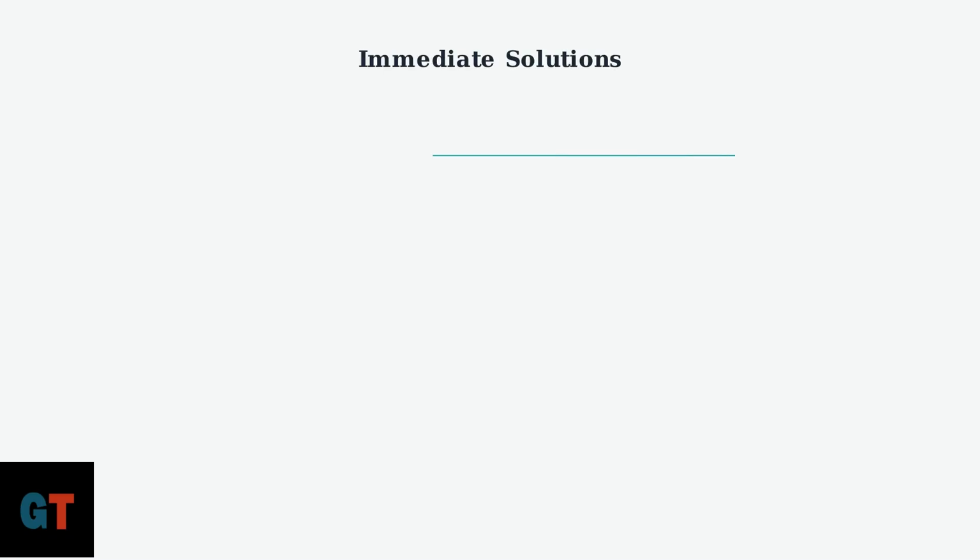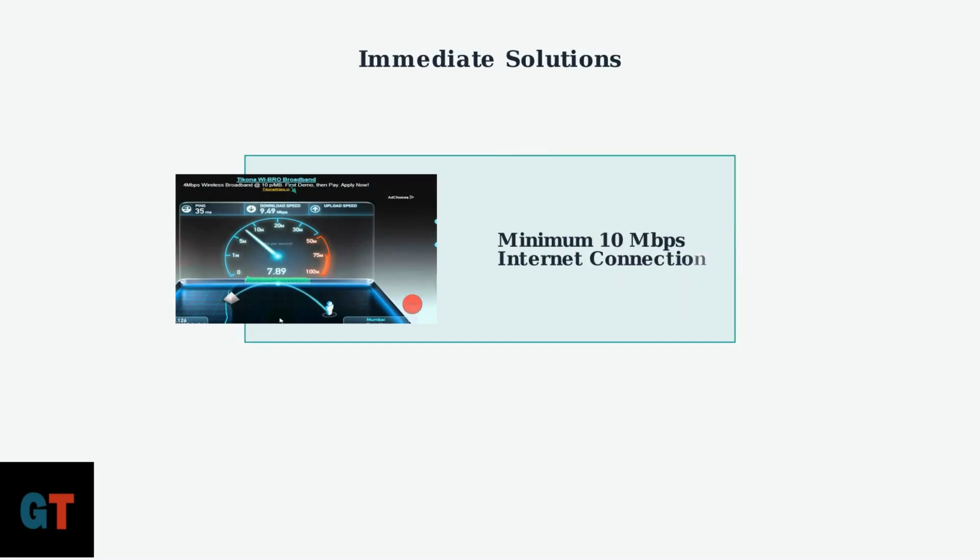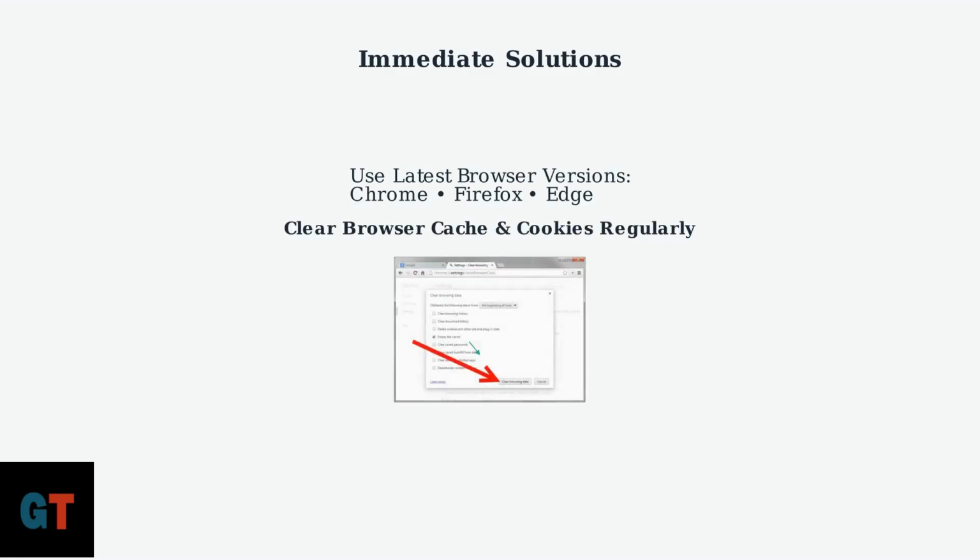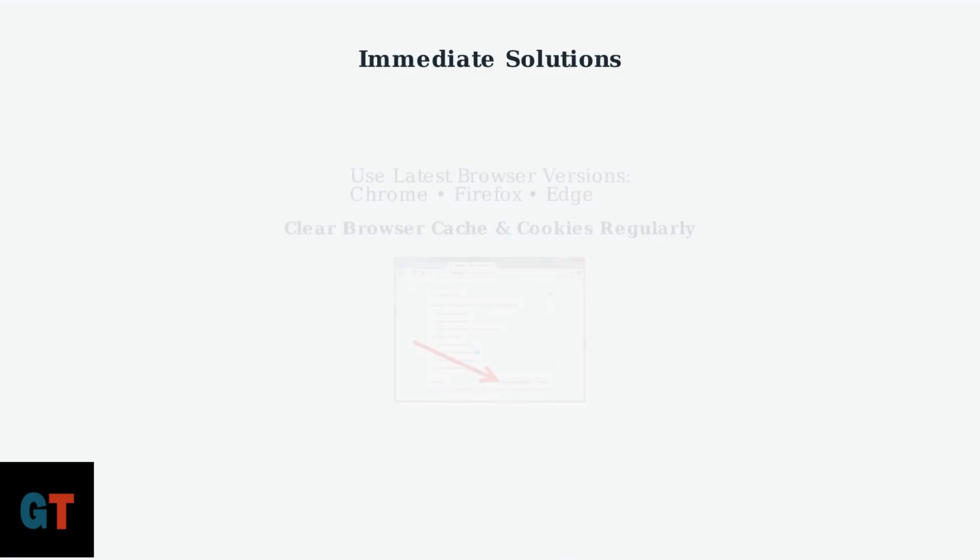The first step in troubleshooting is ensuring you have a stable internet connection with at least 10 megabits per second download speed. This speed test shows the minimum requirements for smooth Gemini Live operation. Next, ensure you're using the latest version of Chrome, Firefox, or Edge. Regularly clearing your browser cache and cookies can resolve many performance issues.